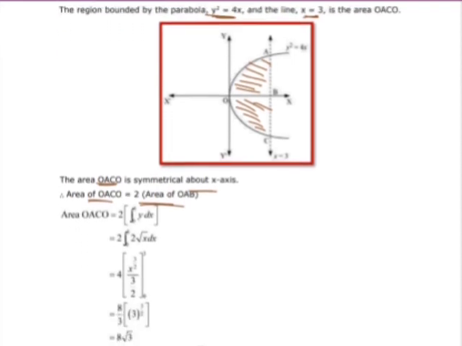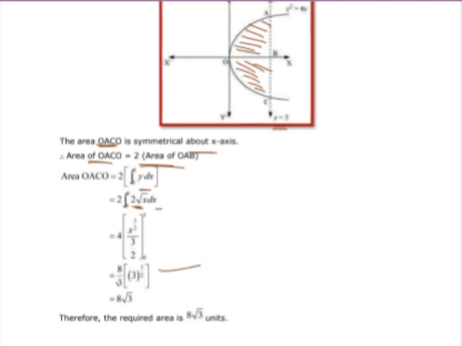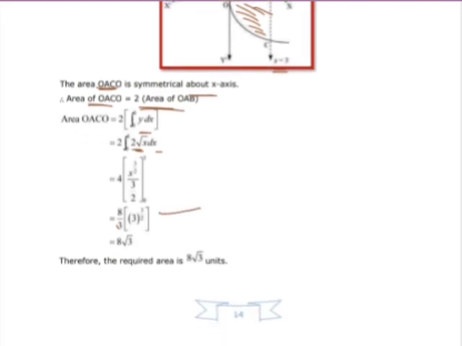So you have to find the area. So 2 times integration 0 to 3, since x equals 3 is there. Integration 0 to 3 of y dx. So the y value is 2 root x dx. Integration, what we get? 3 by 2 means it is 8 by 3. Upper limit is 3 means 3 to the power of 3 by 2. So finally what we get? 8 root 3 is the required solution, right?